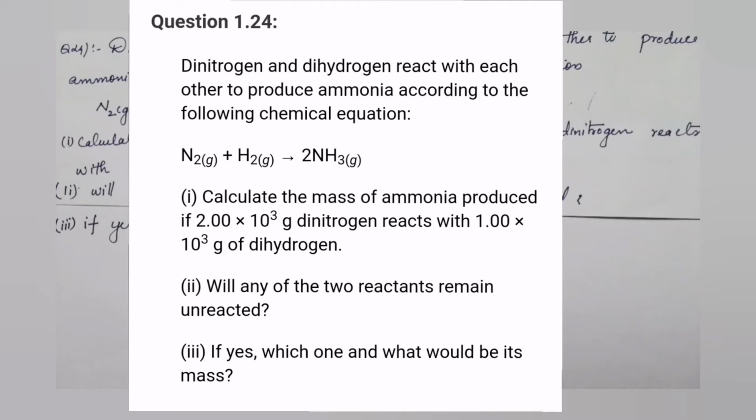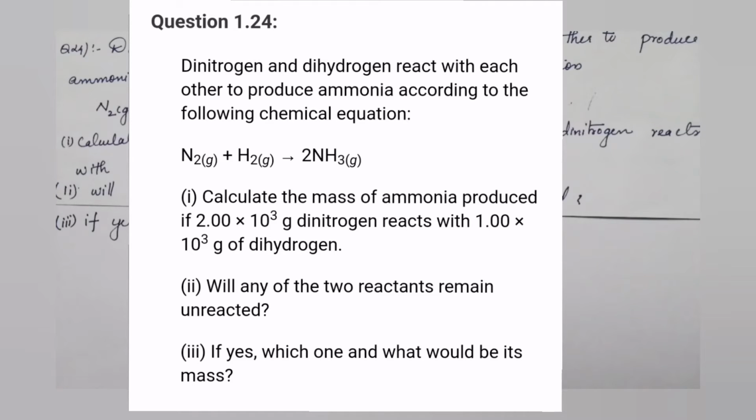Question number 24 says, dinitrogen and dihydrogen react with each other to produce ammonia according to the following chemical equation. And we have the chemical equation N2 plus H2 giving us 2NH3. And then there is a series of 3 questions where the first question says, calculate the mass of ammonia produced if 2.00 into 10 power 3 gram dinitrogen reacts with 1.0 into 10 power 3 gram dihydrogen.